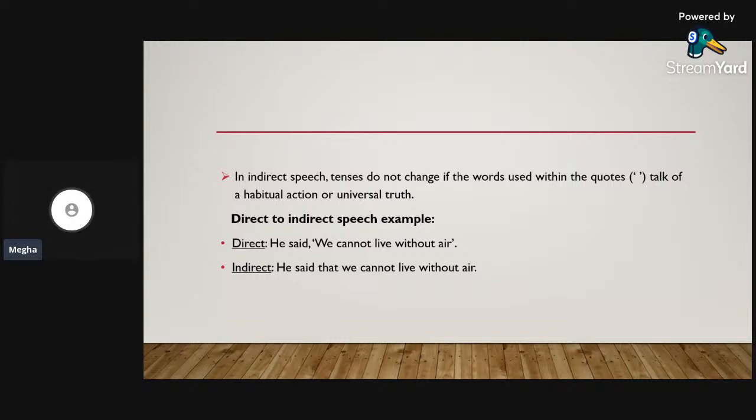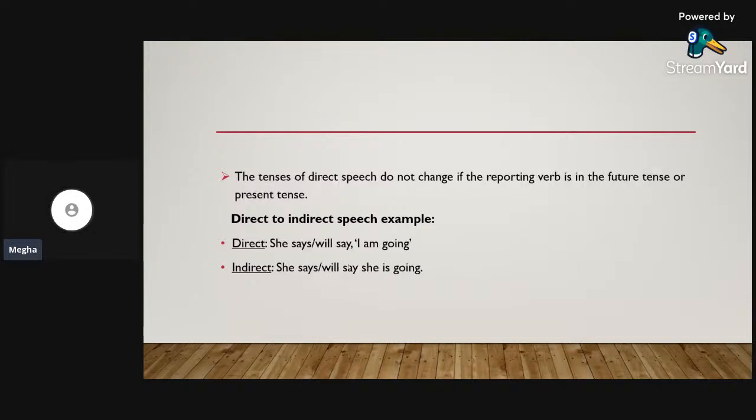For example, direct to indirect speech: he said we cannot live without air. That is direct speech. If it was not a universal truth, that would have to be changed to past tense, correct? But here nothing has been changed to past tense even in indirect speech, because he said that we cannot live without air. Whatever is said in direct speech is repeated in indirect speech because it was quoted and it was a universal truth. Understood? That is one of the conditions for tenses.